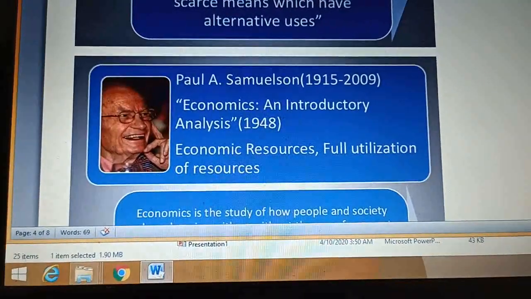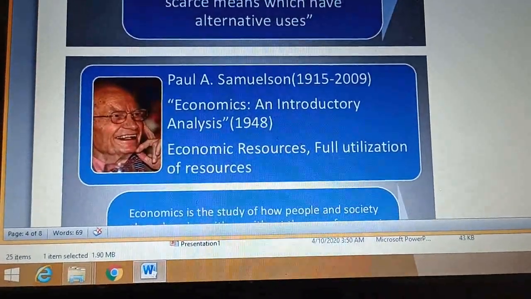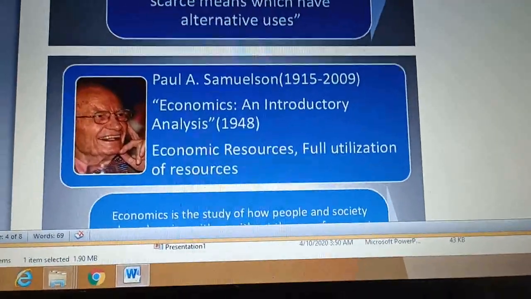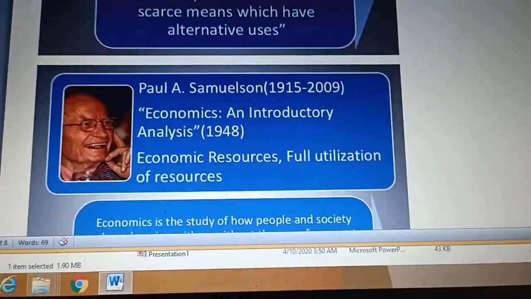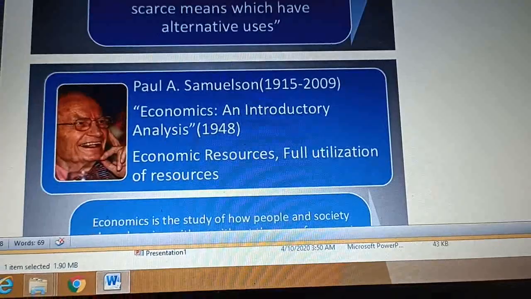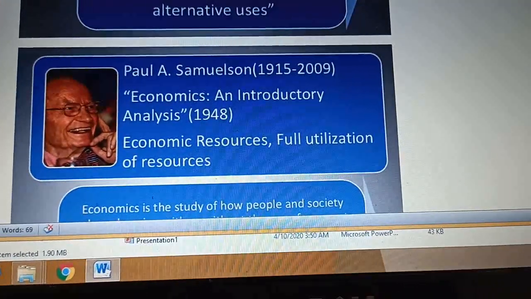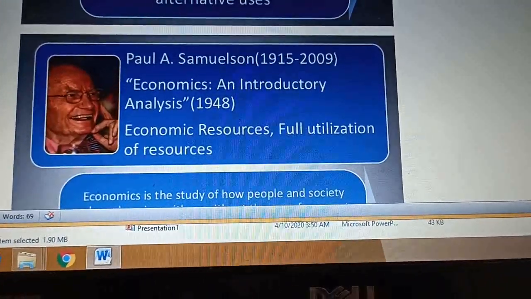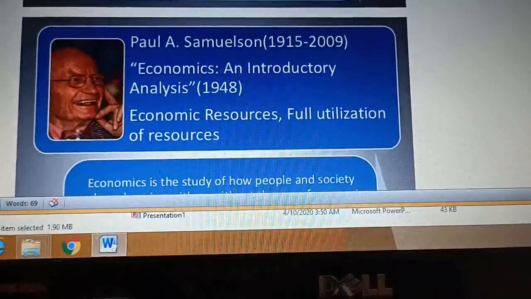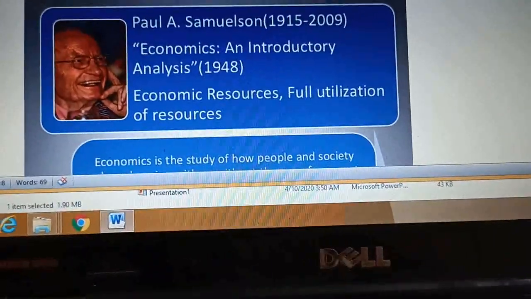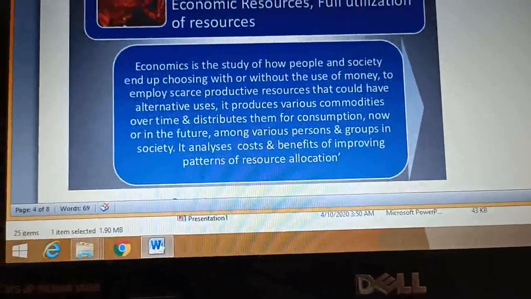And one more definition by Paul A. Samuelson, who got the Nobel Prize in 1970, and he is an American economist. In his famous book Economics: An Introductory Analysis, published in 1948, he gave this definition and focuses on full utilization of resources, which we discussed.